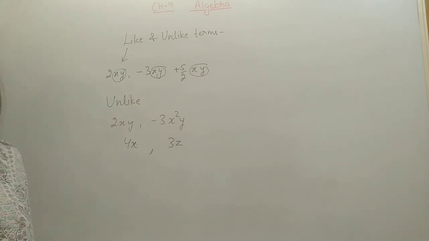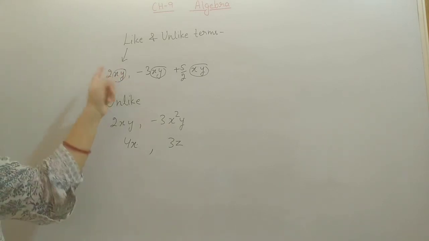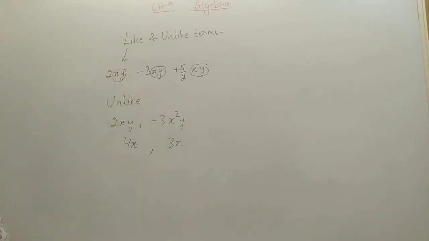In algebra, when we are doing addition and subtraction, always remember only like terms we can add and subtract. Multiplication and division, no problem, we can multiply and divide unlike terms also. But for addition and subtraction, we have to see only the like terms.